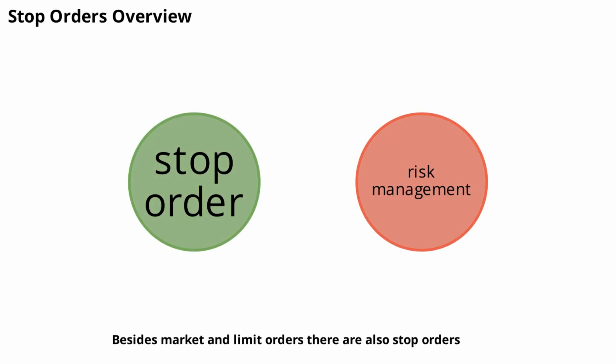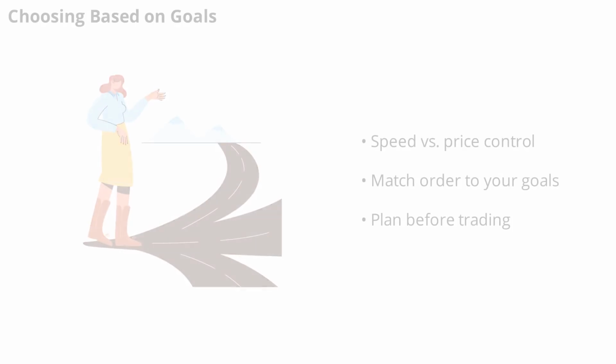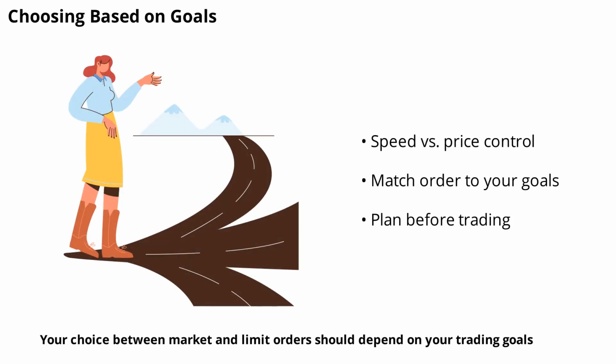Besides market and limit orders, there are also stop orders. A stop order becomes a market order once a certain price is reached. This can help you limit losses or lock in profits. While not the focus of this video, it's good to know about stop orders as another tool in your trading toolkit.